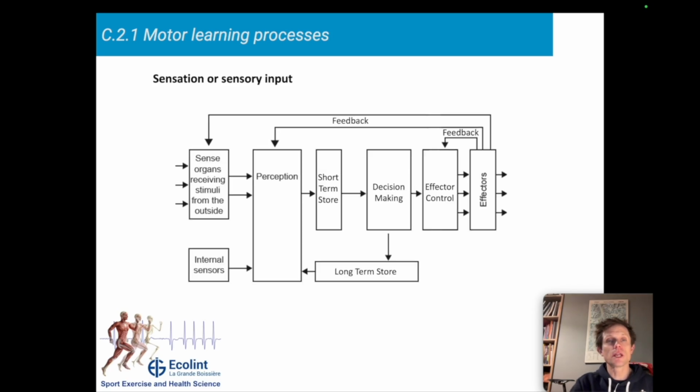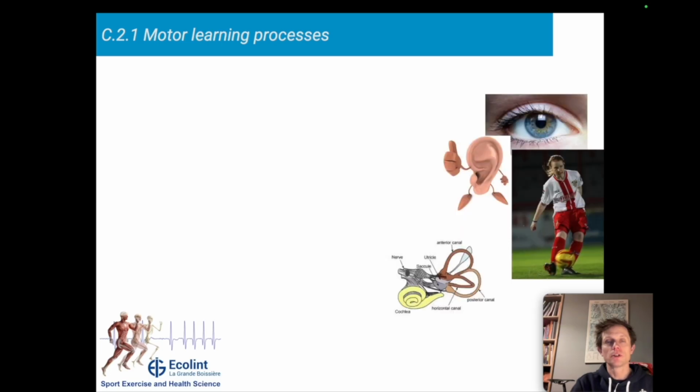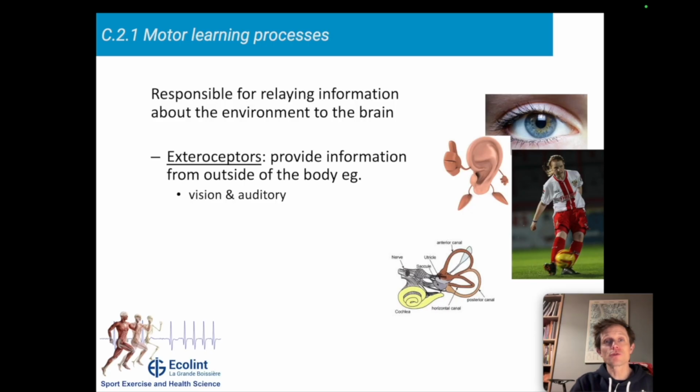Let's start considering then the sensation or sensory input, so this first stage of the information processing model. What we need to consider here is how do we receive information from the environment around us, and indeed from within inside our body. These are the organs which are responsible for relaying the information about the environment to the brain. We need to consider exterior receptors. These are receptors which provide information about the environment from outside the body. So, for example, our vision and auditory systems.